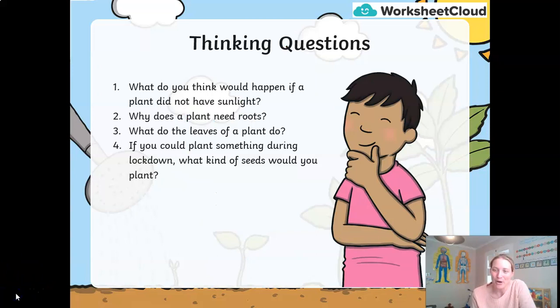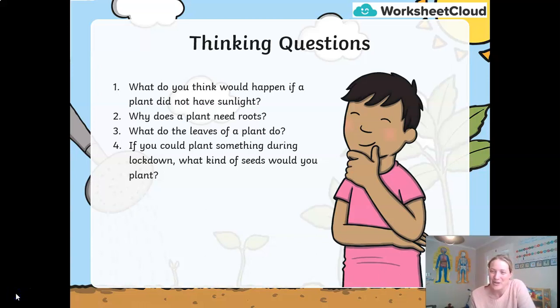So here are some pondering questions to end with today. Let's see if you can recap some of your knowledge from grade 4 and the things that I've taught you about the life cycle of a plant from today's lesson. Number 1, what do you think would happen if a plant did not have sunlight? Number 2, why does a plant need roots? Number 3, what do the leaves of a plant do? And number 4, if you could plant something during lockdown, what kind of seeds would you plant?